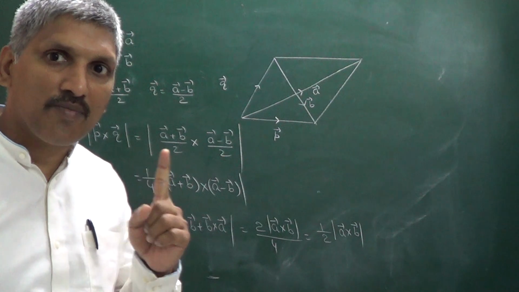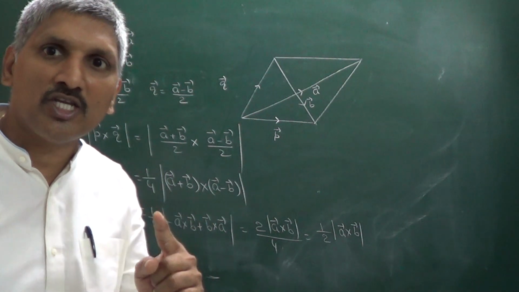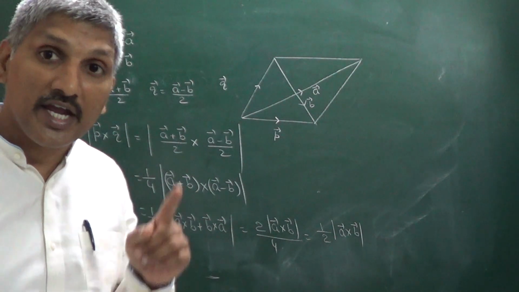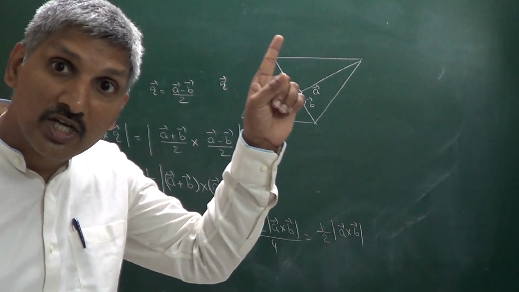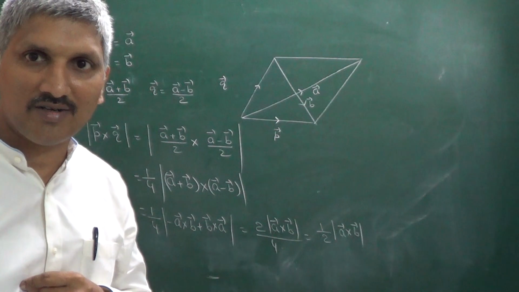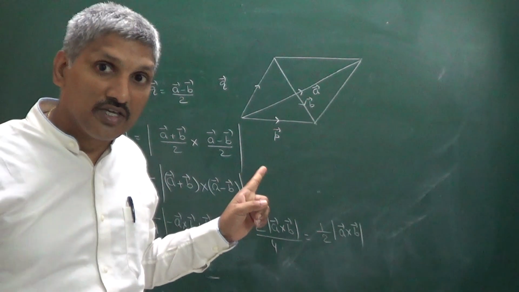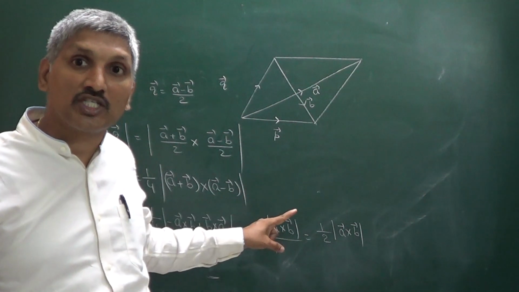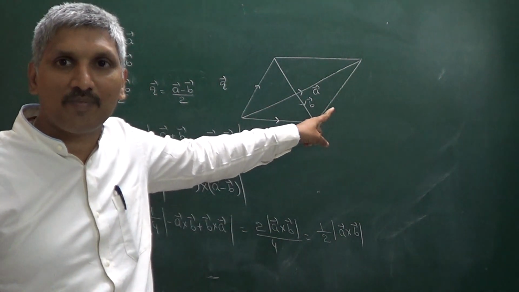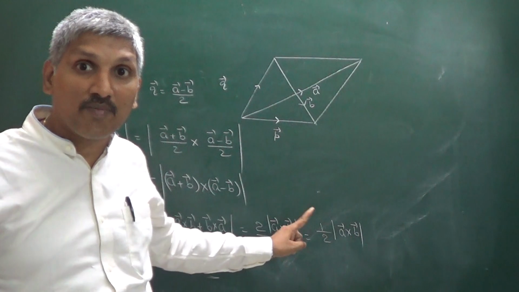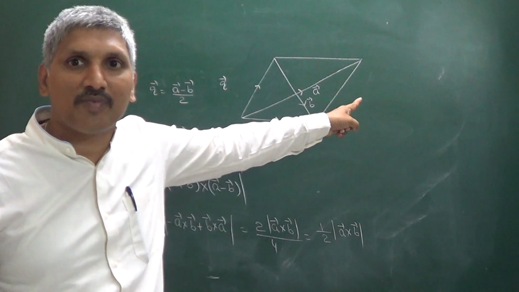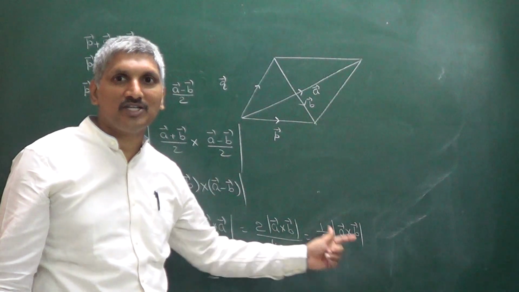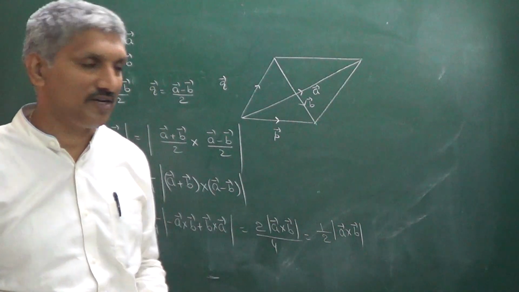Earlier, A bar, B bar represented in magnitude and direction by the two adjacent sides of a parallelogram, its area is given by magnitude of A bar cross B bar. Now, A bar, B bar represented in magnitude and direction by the two diagonals of a parallelogram. When A bar, B bar are the diagonals of a parallelogram, its area is given by half into magnitude of A bar cross B bar.